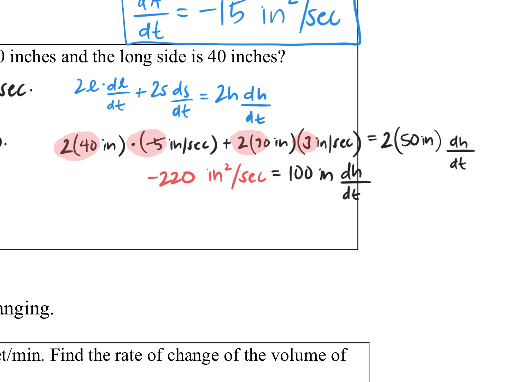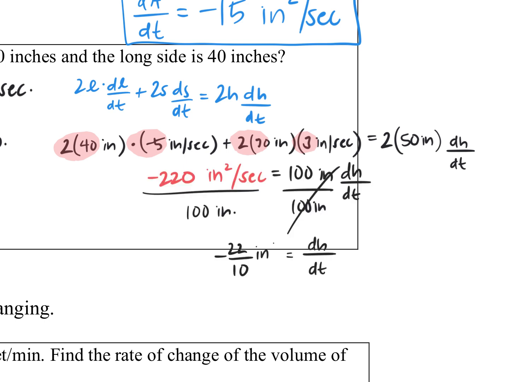Now, if I'm trying to solve for dh dt, I've got to get rid of that 100 inches. So now's where the units come into play, because if I divide by 100 inches, what are my units going to be? Inches per second, right? So that goes away. I'm left with dh dt is equal to, I can simplify this fraction to negative 22 over 10 inches per second. But I can simplify that one more time, right? So our dh dt is actually equal to negative 11 divided by 5 inches per second.